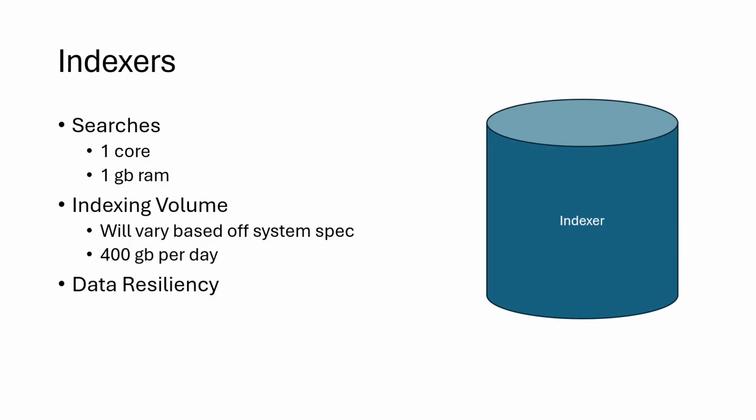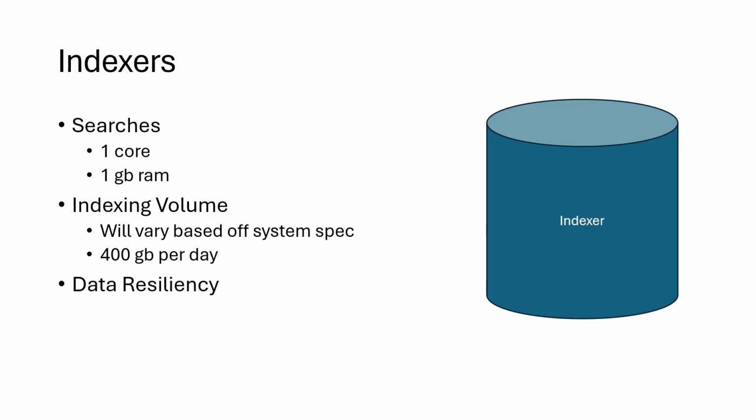Indexing volume. This is going to be very based off your system spec. This number has changed so much over the past, and I can speak from personal experience. This 400 gigabyte level, that's okay. It's a good rule of thumb. Sure, let's go with that. But again, so much of how much you can index is going to be based off your network pipe. It's going to be based off what you're writing to.